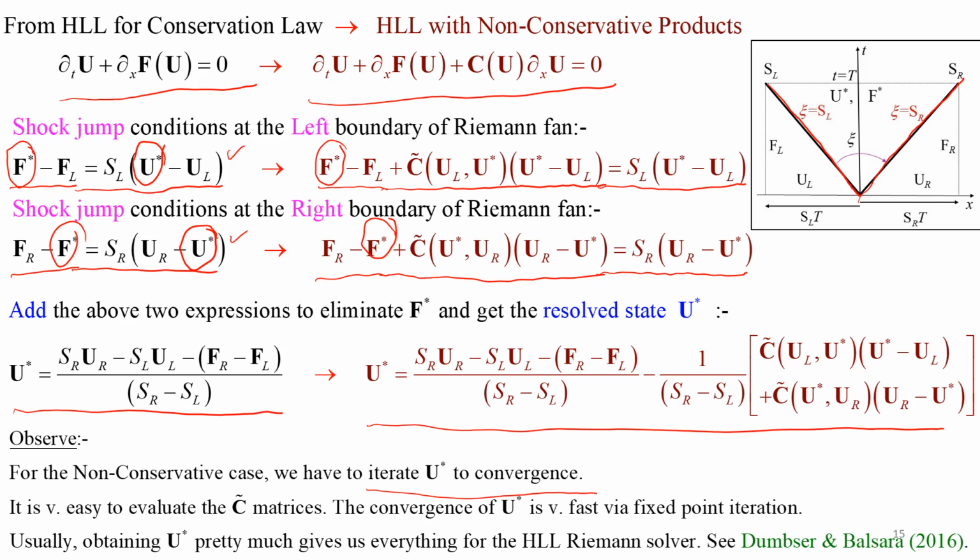Fortunately, the construction of the C-twiddle matrices is very easy. For most typical hyperbolic systems for which we're designing our scheme, we would be able to construct the C-twiddle matrices quite easily because they have a majority of zeros and only a few non-conservative terms. Therefore, we can very quickly obtain U star by carrying out a fixed point iteration with a few iterates. And once we have U star, we can get pretty much everything associated with this Riemann solver. So we have a good situation, and now let's see what insights we can get.